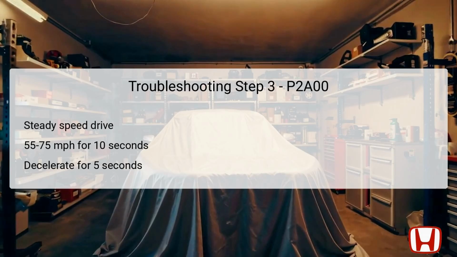Following this interval, the driver should decelerate completely with the throttle fully closed for at least 5 seconds. This deceleration phase is crucial because it simulates conditions under which the AF sensor's output would be particularly scrutinized, helping to confirm whether the sensor is functioning as expected. Observing behavior during these speeds provides insight into the sensor's performance and helps validate its operational range.